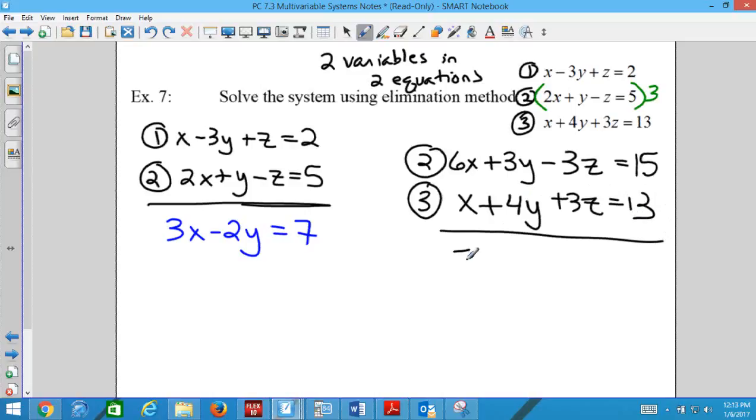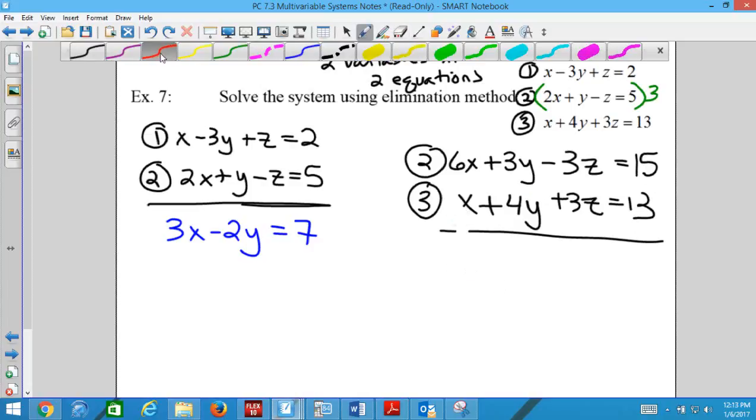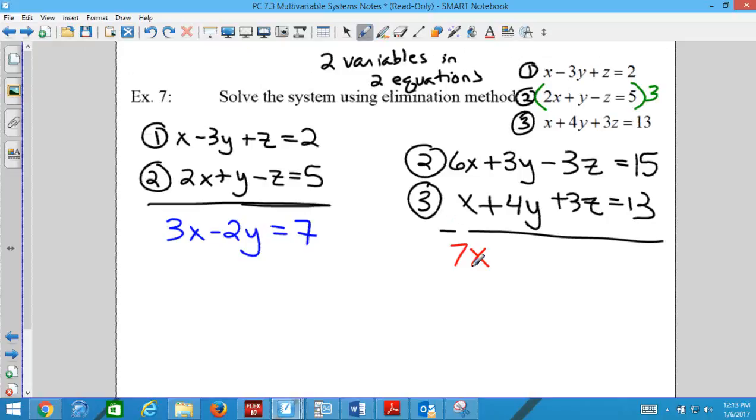13. So 7x, I'm going to do a different color. 7x plus 7y equals 28. It's very easy to make a silly mistake. If I do it, please tell me before I keep working through stuff, because it could happen. All right, so now we have 2 equations with 2 variables. We're going to put those on top of each other.